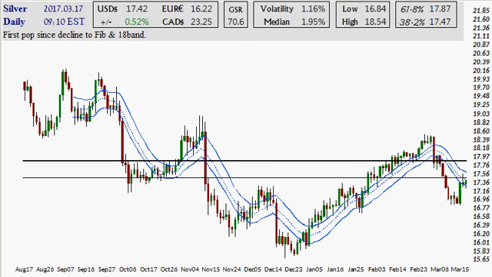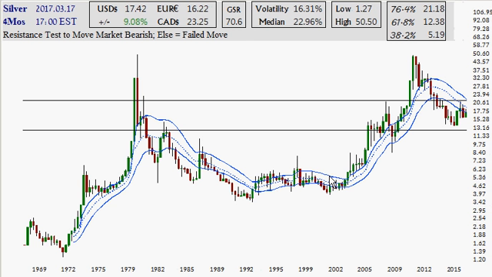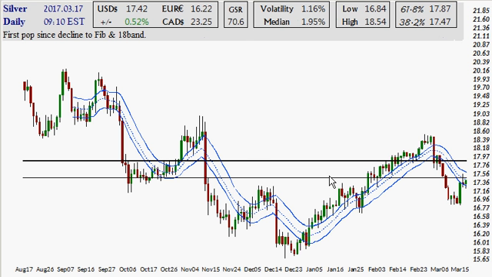Welcome. Let's take a look at an in-depth look at the silver charts. We'll look at the daily chart, the weekly, and the 4-month chart as well.